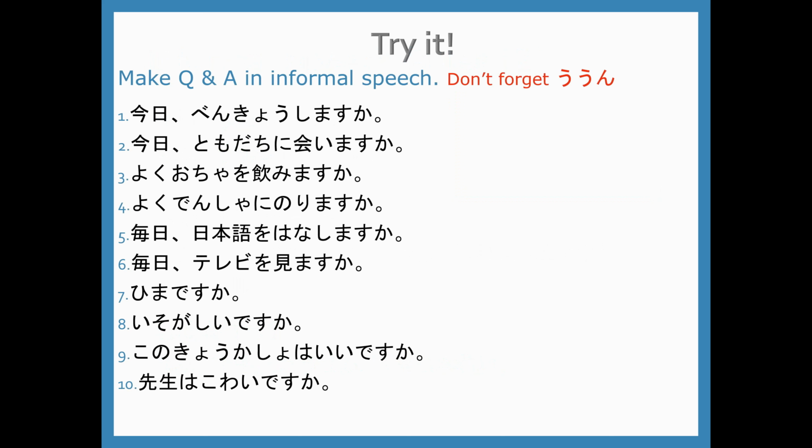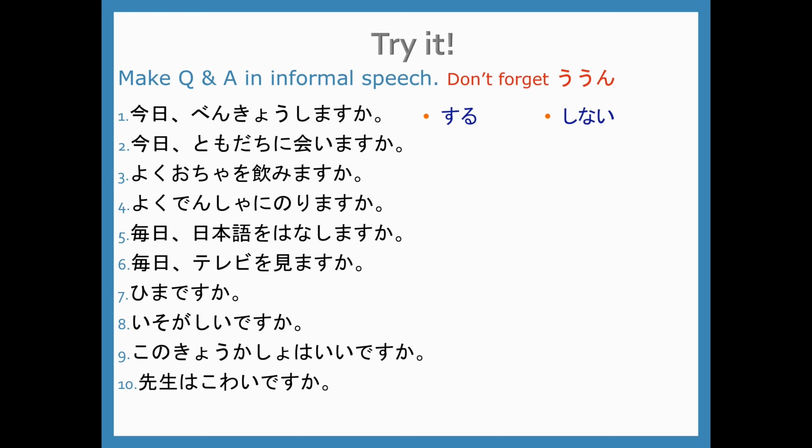Let's practice a couple of informal speech sentences. So if I have 今日勉強しますか? How do I want to change the ending to make it informal speech? So 今日勉強する? We could answer with 勉強する or 勉強しない.